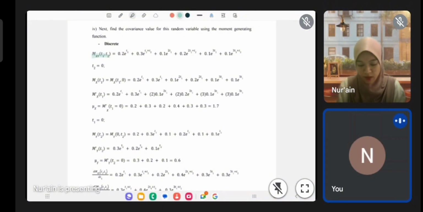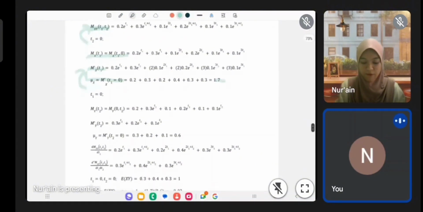That is M_XY(t1,t2). After that, we substitute t2 equal to 0 into this equation and we get this equation. After that, we differentiate with respect to t1. To get the mean value of X, we substitute t1 equal to 0 and we get 0.2 plus 0.3 plus 0.2 plus 0.4 plus 0.3 plus 0.3 equal to 1.7.